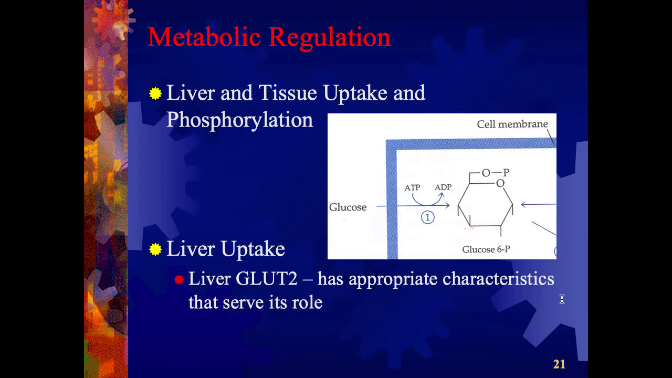And so if we talk about the liver first, let's say this is a liver cell. And remember from that table we said, well, we know that liver cells have GLUT2. We said GLUT2 is not affected by insulin, right? But we said it's concentration gradient dependent, it's bidirectional. And so why would the liver cells use GLUT2 instead of some of the other transporters? And here's why. GLUT2 has appropriate characteristics that serve its role in liver cells.